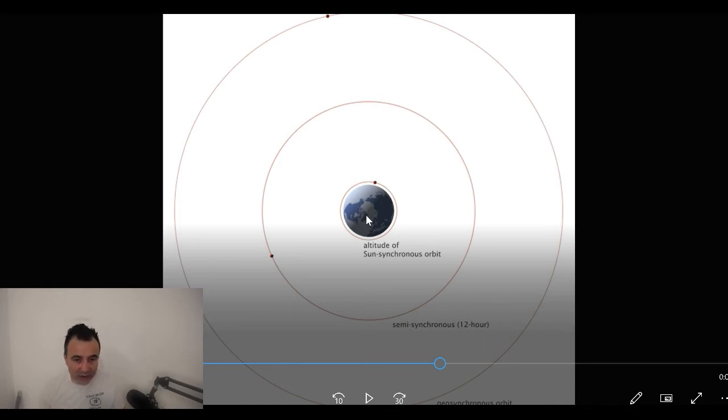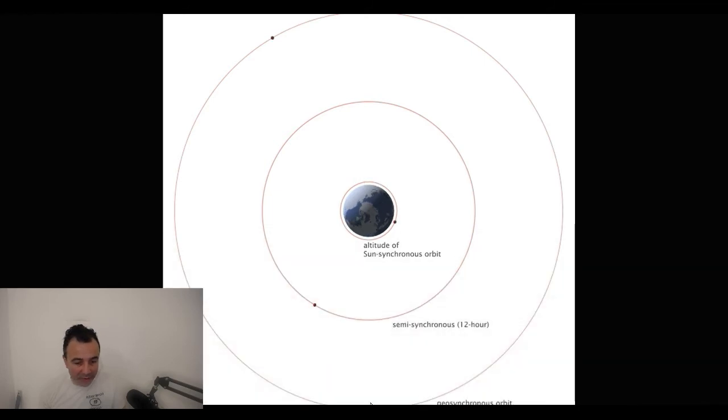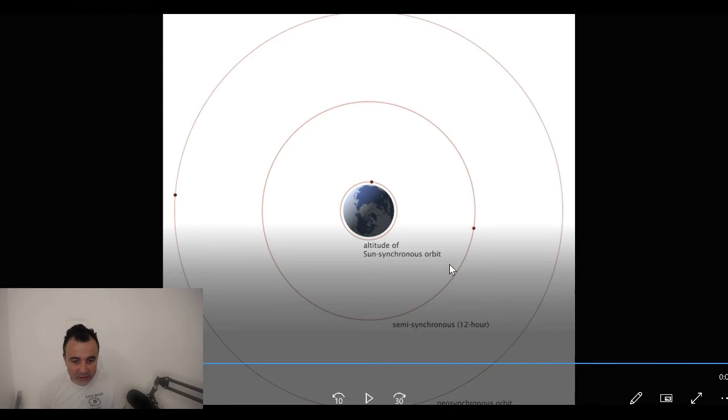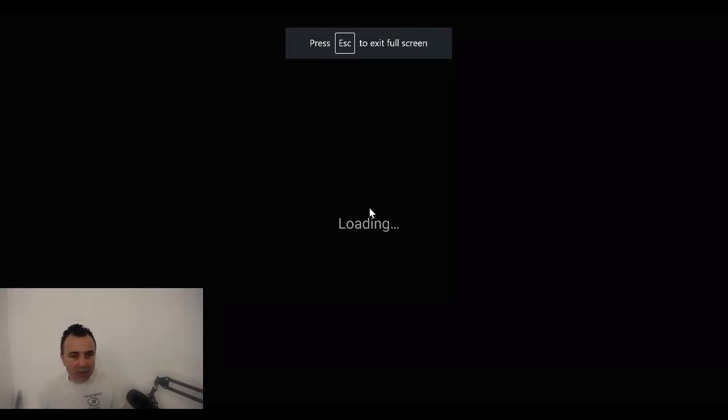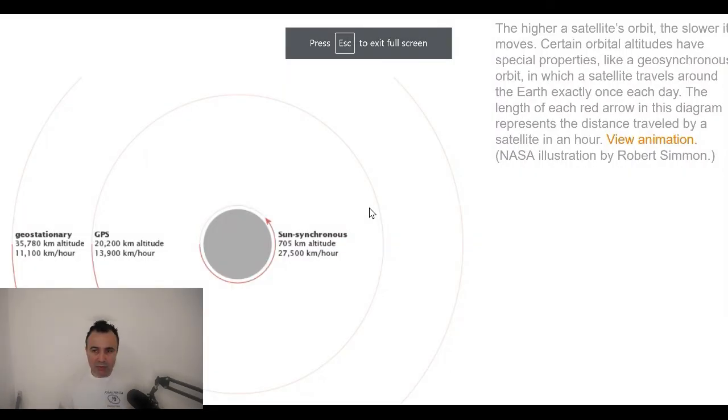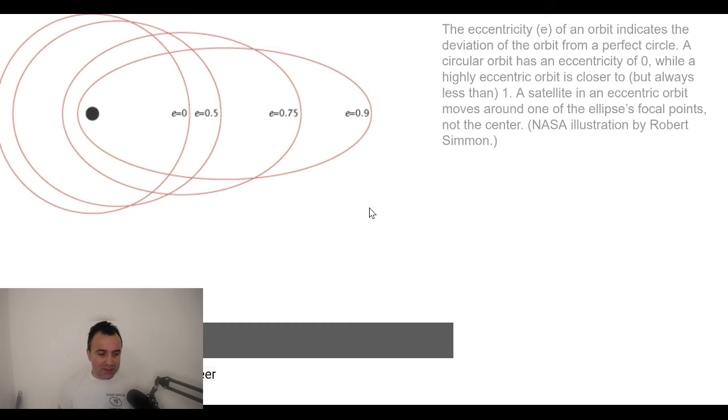in order to maintain that orbit. Pretty nice, isn't it? Now, moving ahead, there is more important stuff. And this is really something that is different.